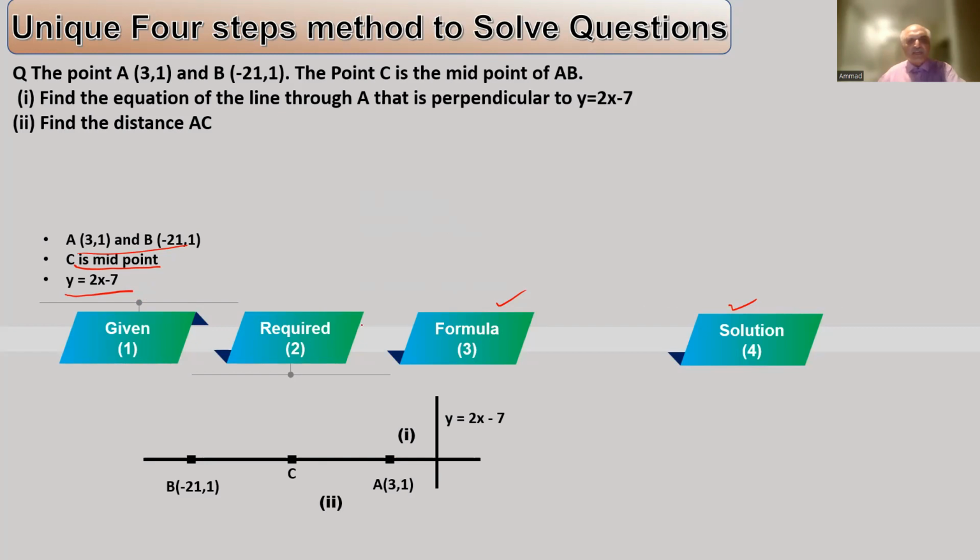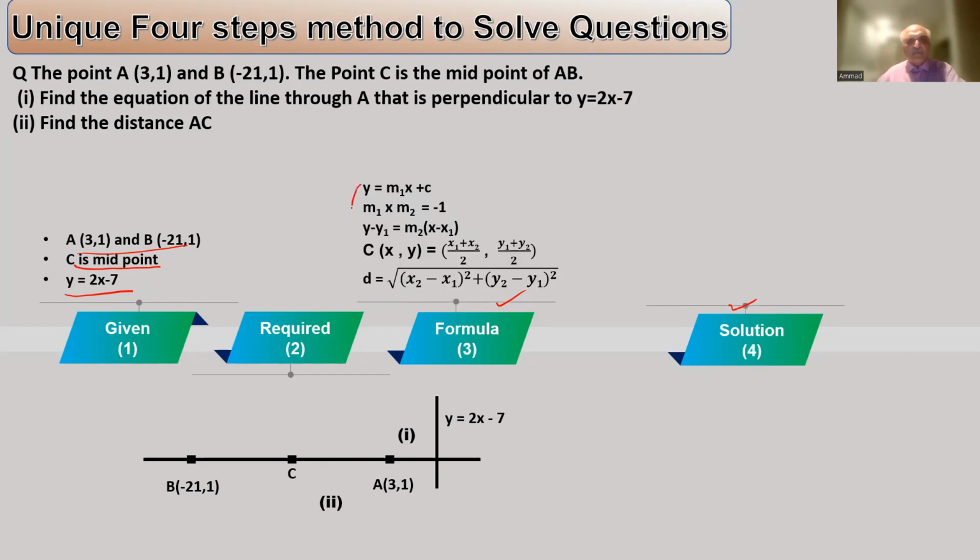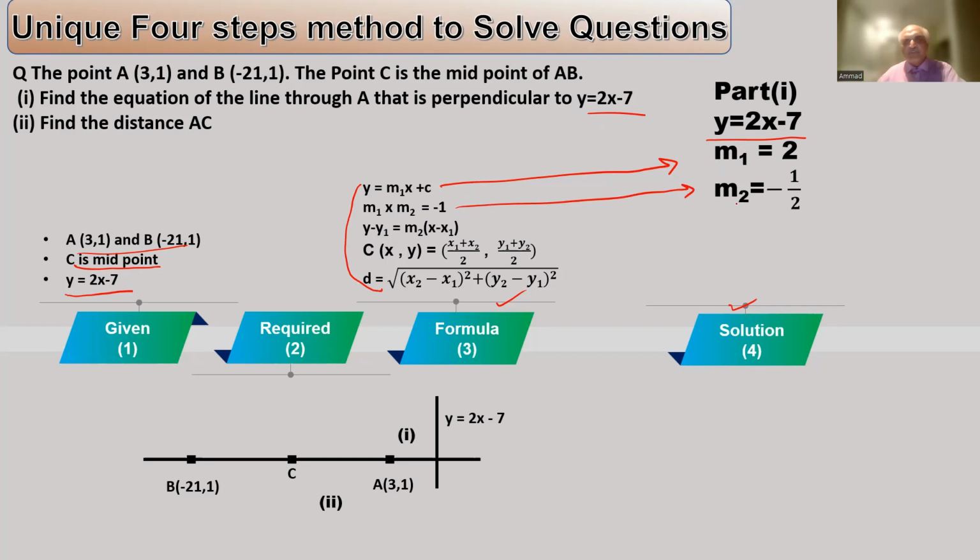On the basis of the information given in steps 1 and 2, we can predict the formulas. And these are the formulas we will use to solve the question. Let's see how to solve the question. Part 1. This equation is given, and we can easily find the slope of this equation by using this formula. If you compare this equation with this one, m1 is equal to 2. The required equation is perpendicular to this, so we apply this formula to find the slope of the required equation, which is minus 1 over 2.